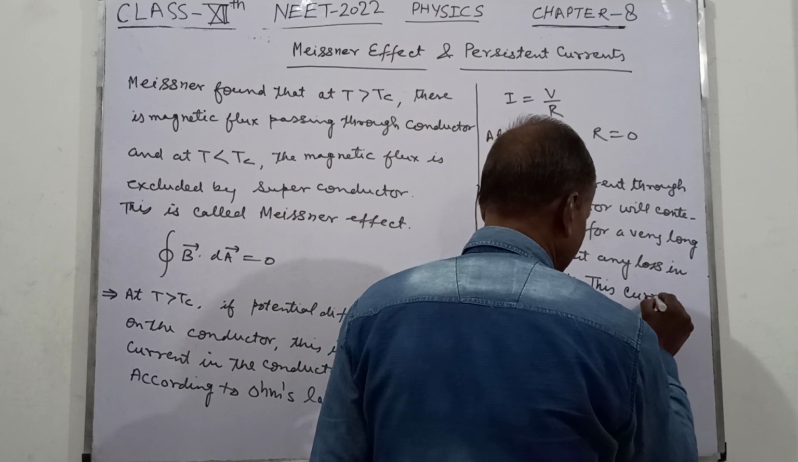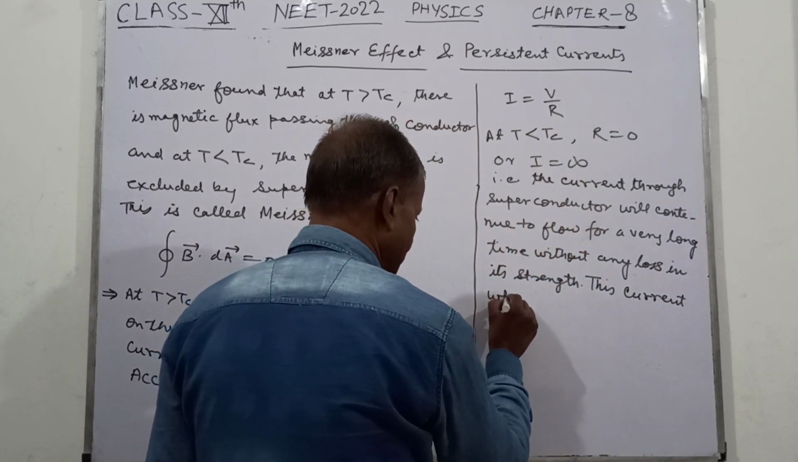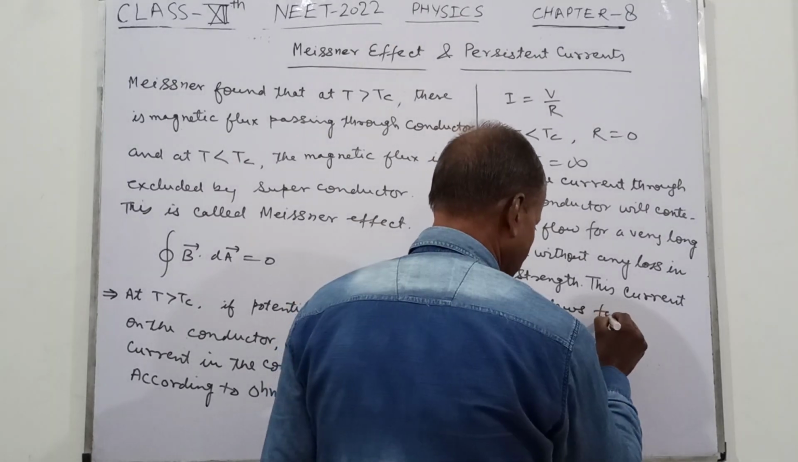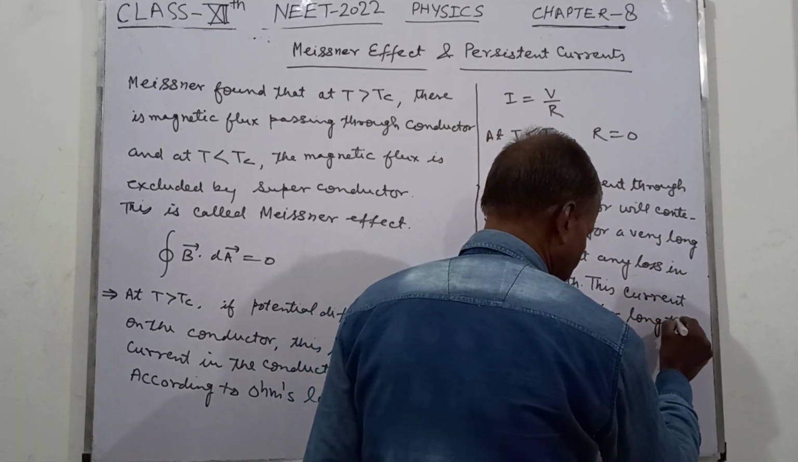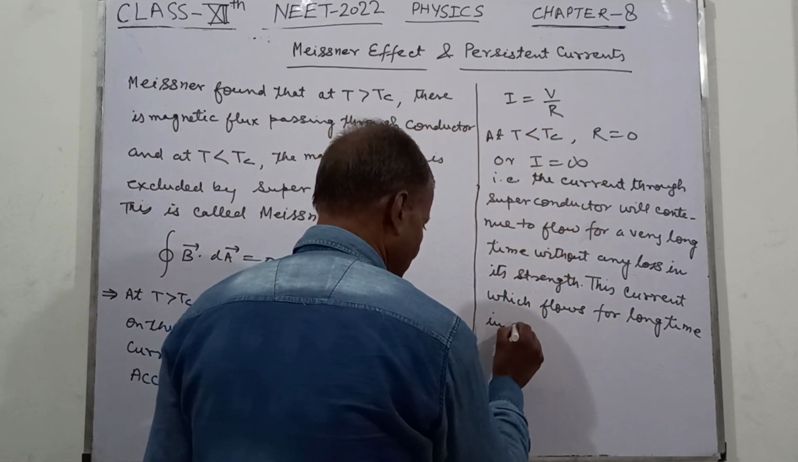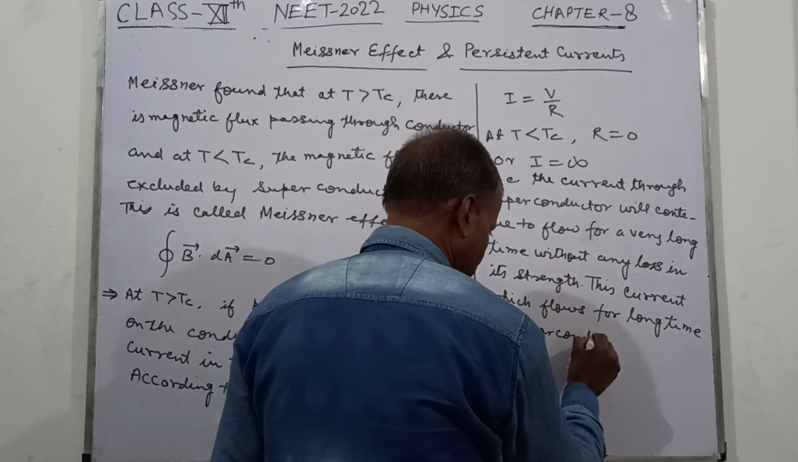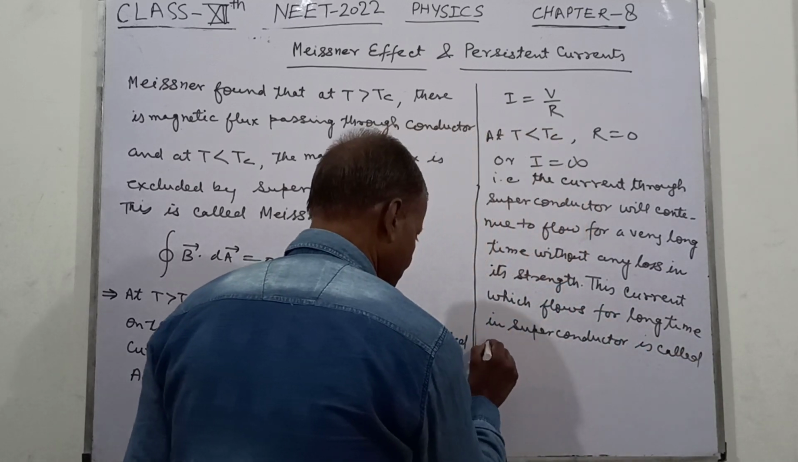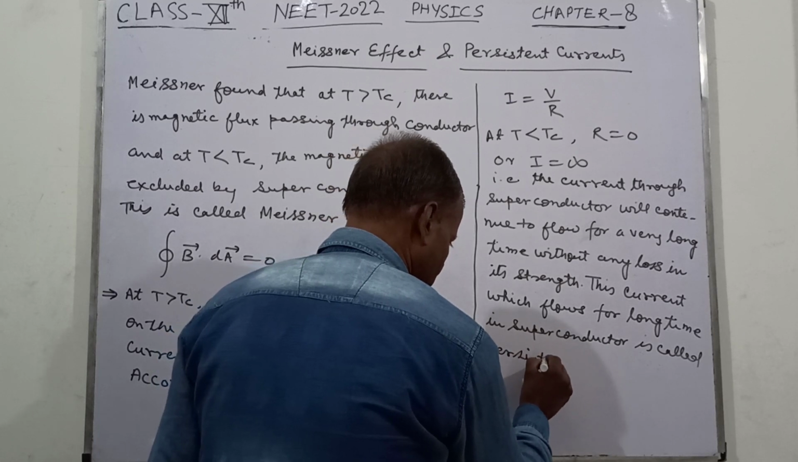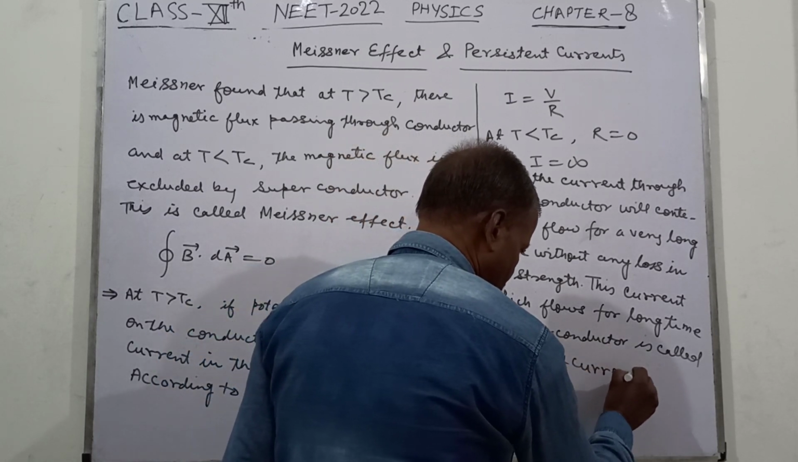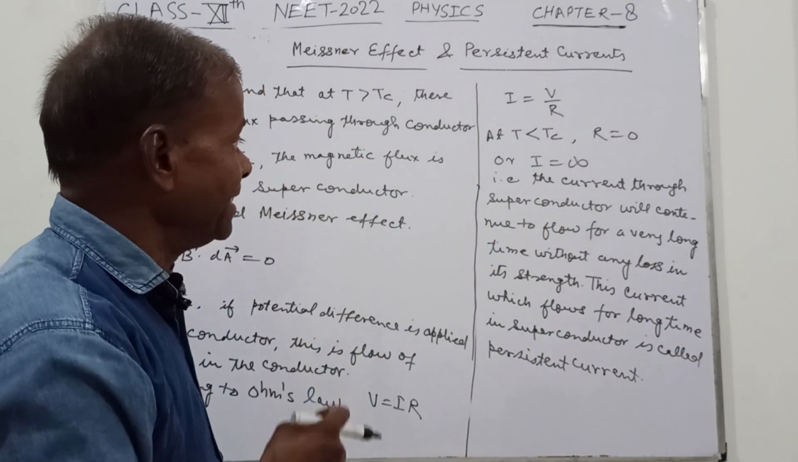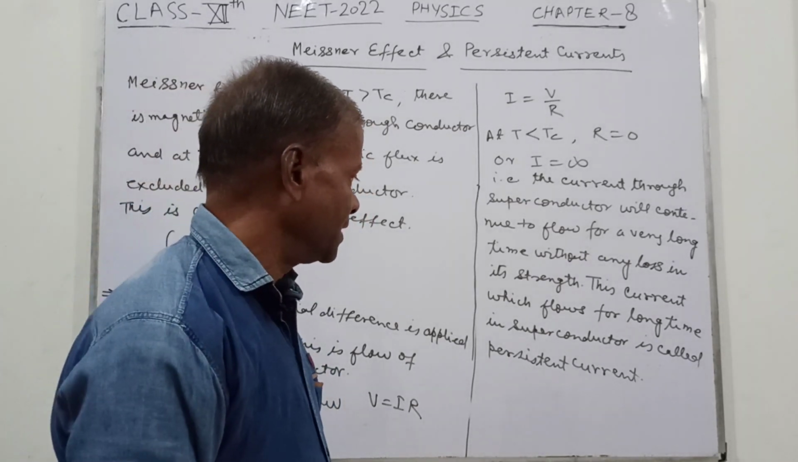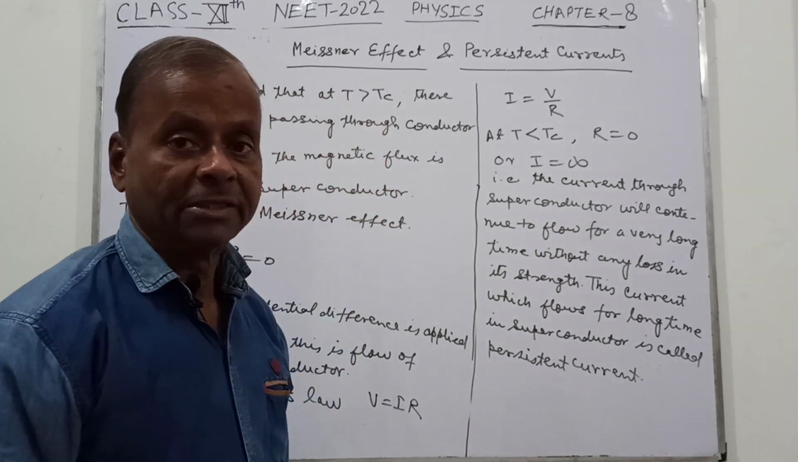This current which flows for a long time in a superconductor is called persistent current. So the current through the superconductor will continue to flow for a very long time without any loss in its strength. This current which flows for a long time in a superconductor is called the persistent current.